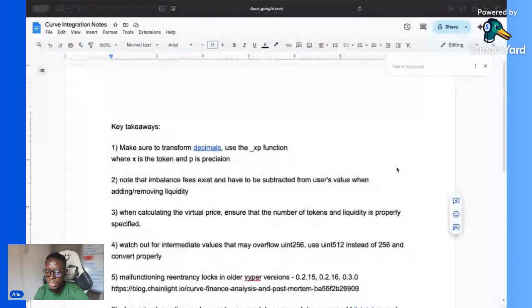Something else to note is that imbalance fees exist. Now, imbalance fees you should pay when your swap is completely skewing the pool. It's adjusting it a certain way. So say, for example, you have 10,000 USDC and 10,000 USDT and 10,000 DAI all together in the same pool. So that's 3 stablecoins pooling together to make about $30,000 of value. That's what you could term the liquidity or the D value.